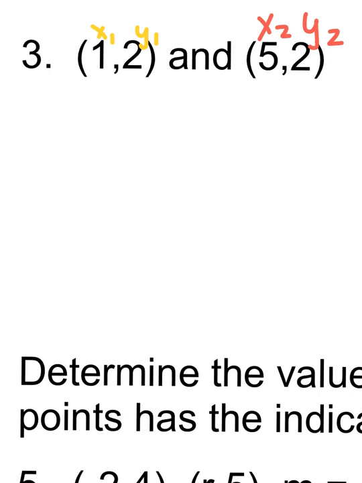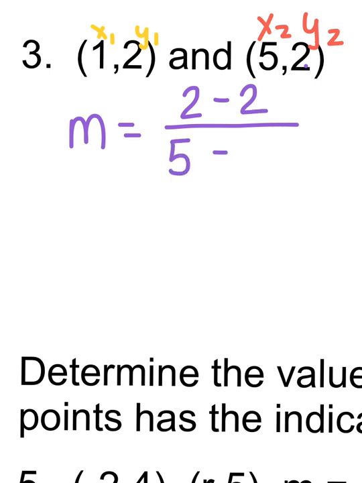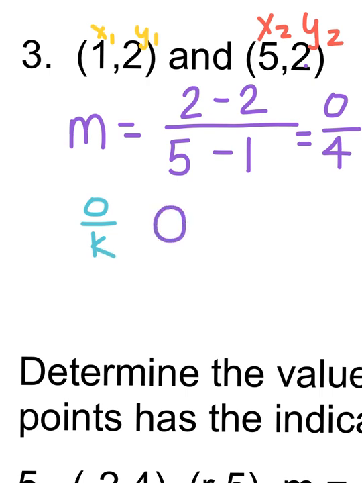If you prefer not to do that, that is okay with me. Now let's substitute. We have the change in y, 2 minus 2, over the change in x, so x2 minus x1. Now as we do this, we end up with 0 over 4. Now remember, having a 0 in the numerator is okay, and it will give us a slope of 0.